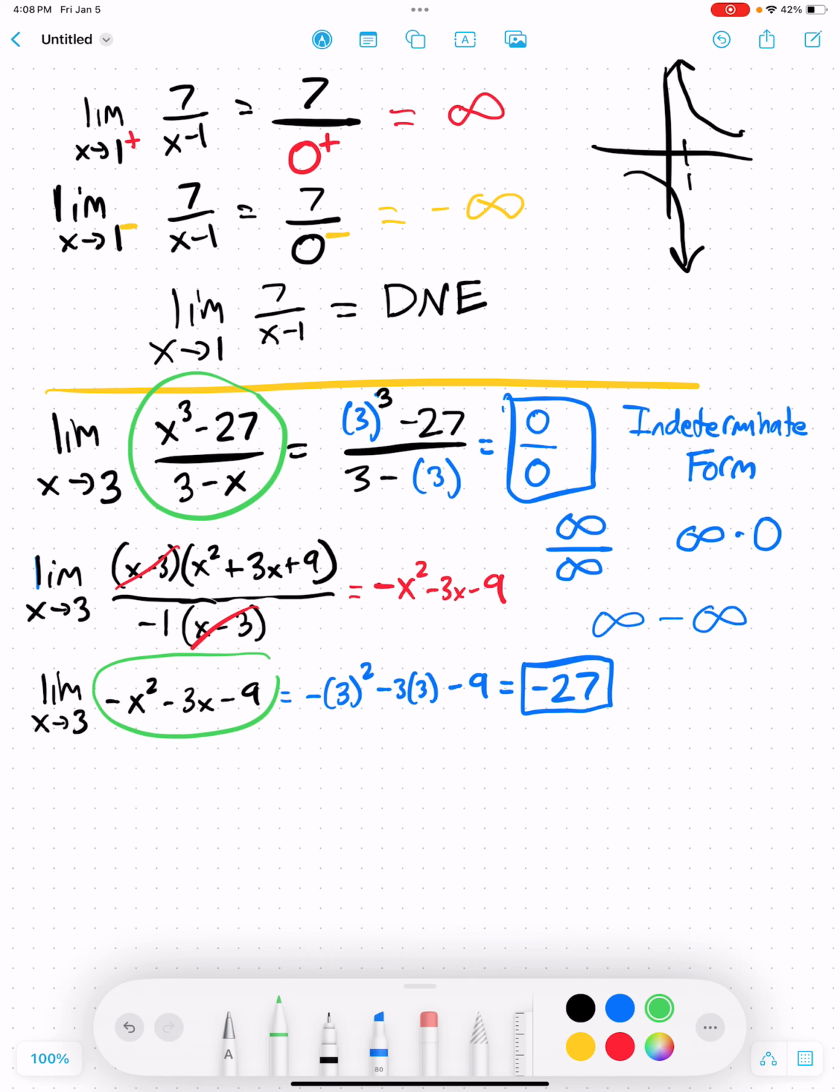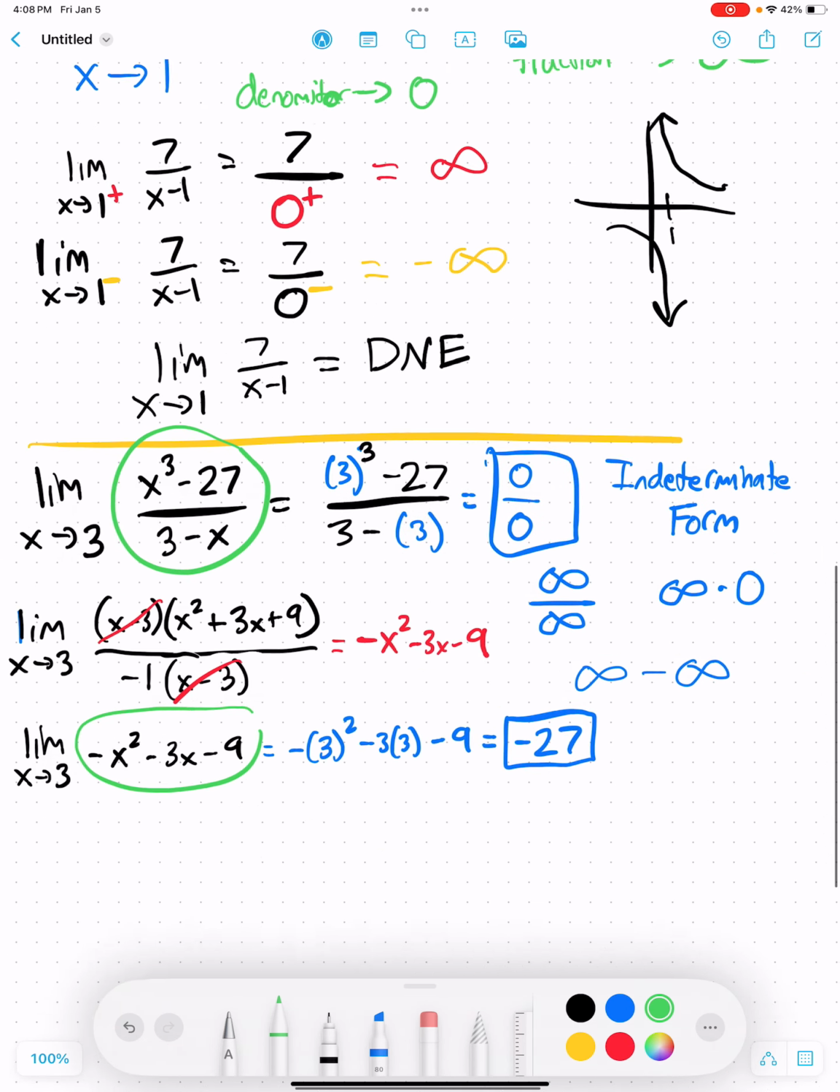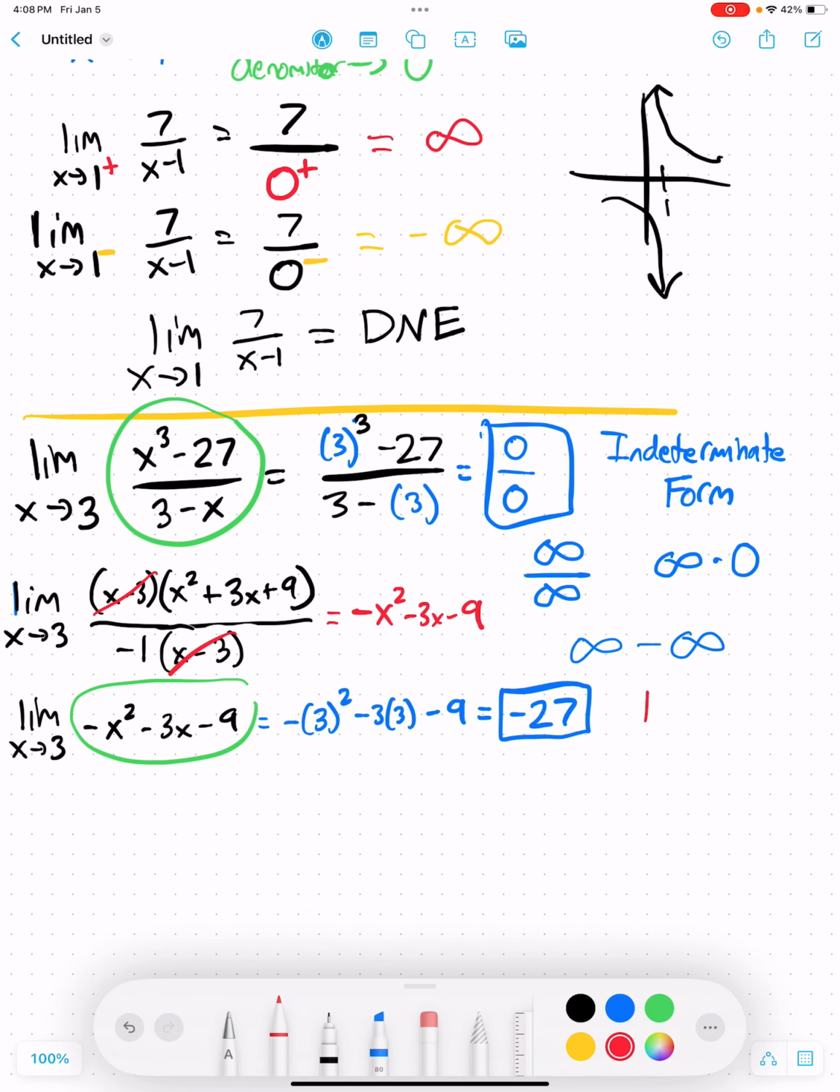What does that tell me? What type of discontinuity is this? This ends up just being a hole. Because my limit exists, it goes to the same point on either side. The reason why I know it goes to the same point on either side is because I ended up with a continuous function. And continuous functions, I know that they go to the same point on either side. Okay?